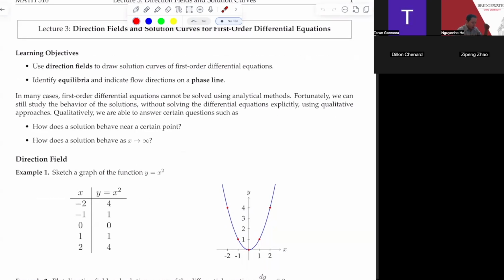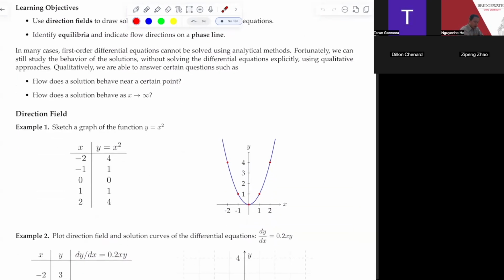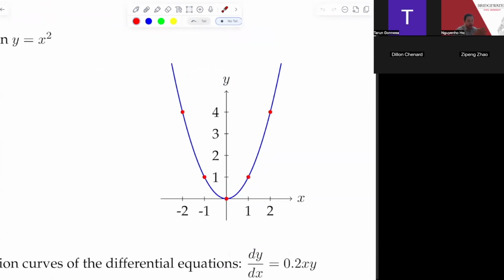lines. So direction field, why do I give you this particular example here? It's just a very simple request: can you sketch the graph of the function y equal to x squared? Hopefully at this level we all know how to do this, right? To sketch the graph of a function, we just make a table like this, choose a bunch of values of x, find the corresponding values of y, draw the points on the xy plane, and then connect the points together.